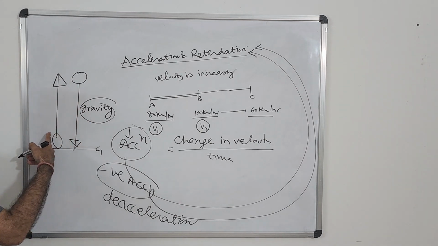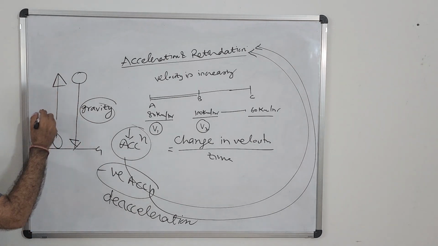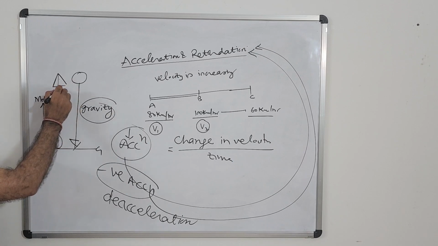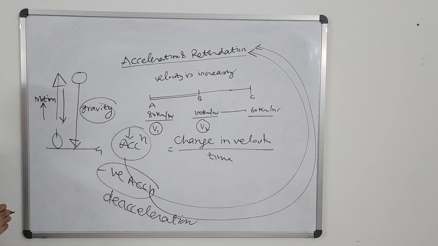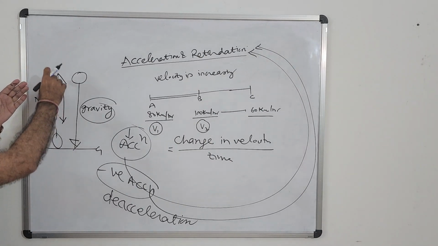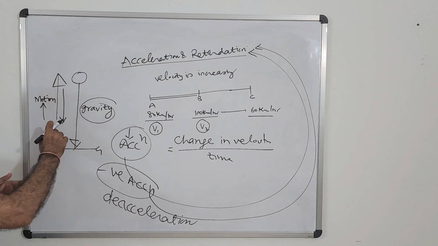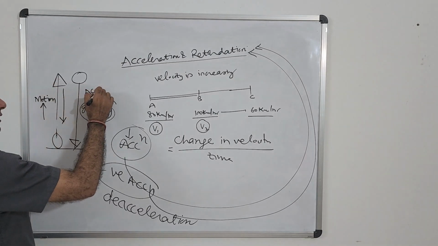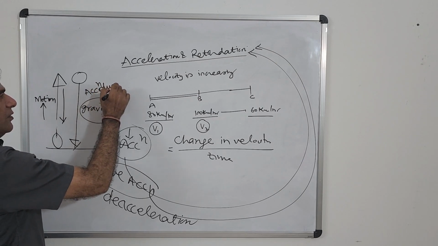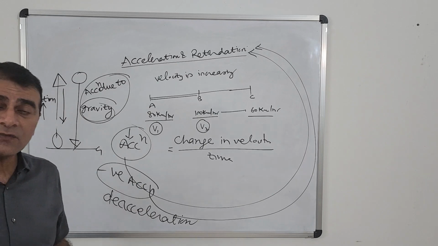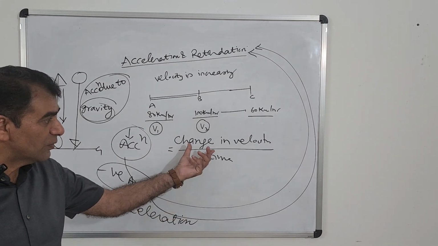Now when I threw this stone in the upward direction, where was motion? Motion was along this direction and gravity was along this direction. Okay, you are sending this stone upward, but gravity is along the downward direction. Actually, this is not gravity. This is acceleration due to gravity, right? Now you will say, what is acceleration? Change in velocity. I told you.